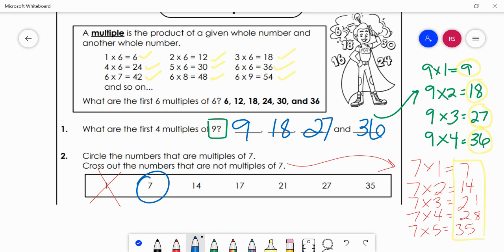14. Yes, 14 is listed because 7 times 2 is 14. How about 17? Do you see 17 in your list? No, 17 is not a multiple. Let's cross that off. 21. 21 is right here. Yep, 7 times 3, so I'm circling it. 27. No, not a multiple. 35. Yes, 35 is a multiple because 7 times 5 is 35. So that is how you find multiples. Make sure that you always write out your facts. Write them on the side or write down how you skip count so that you can always go back and double check.